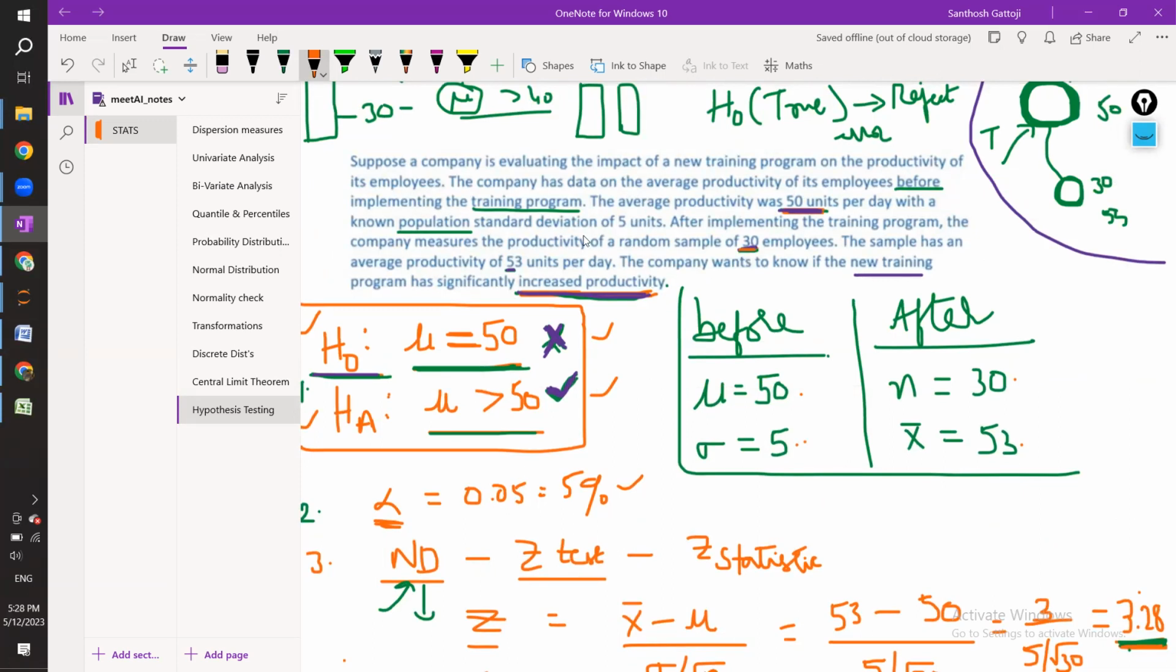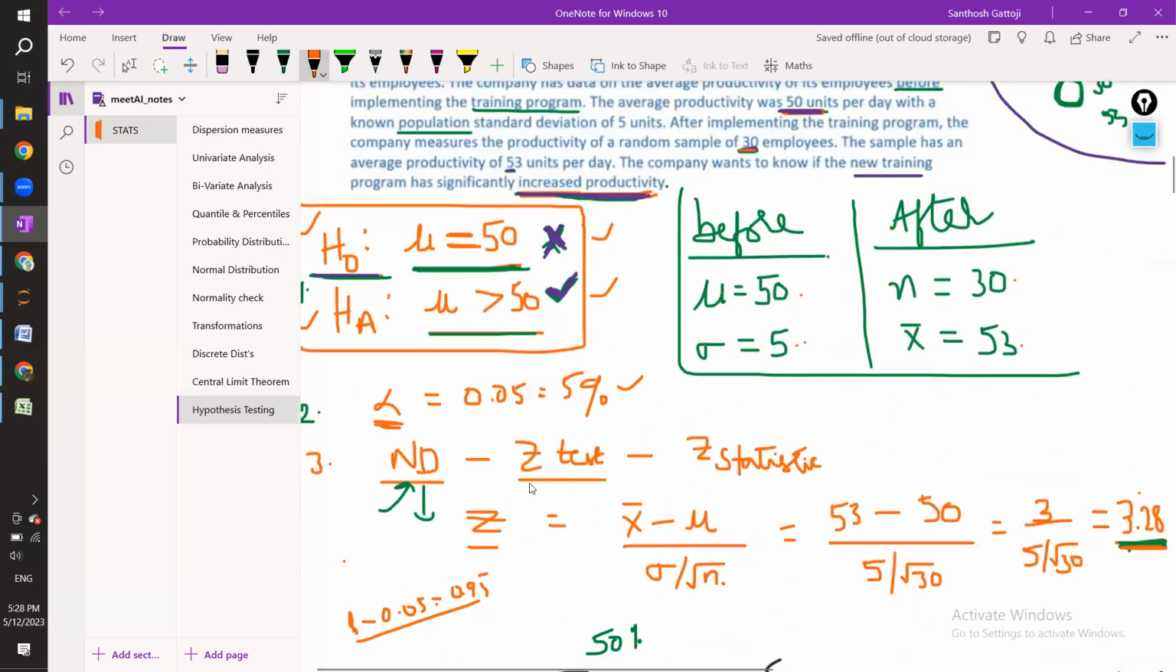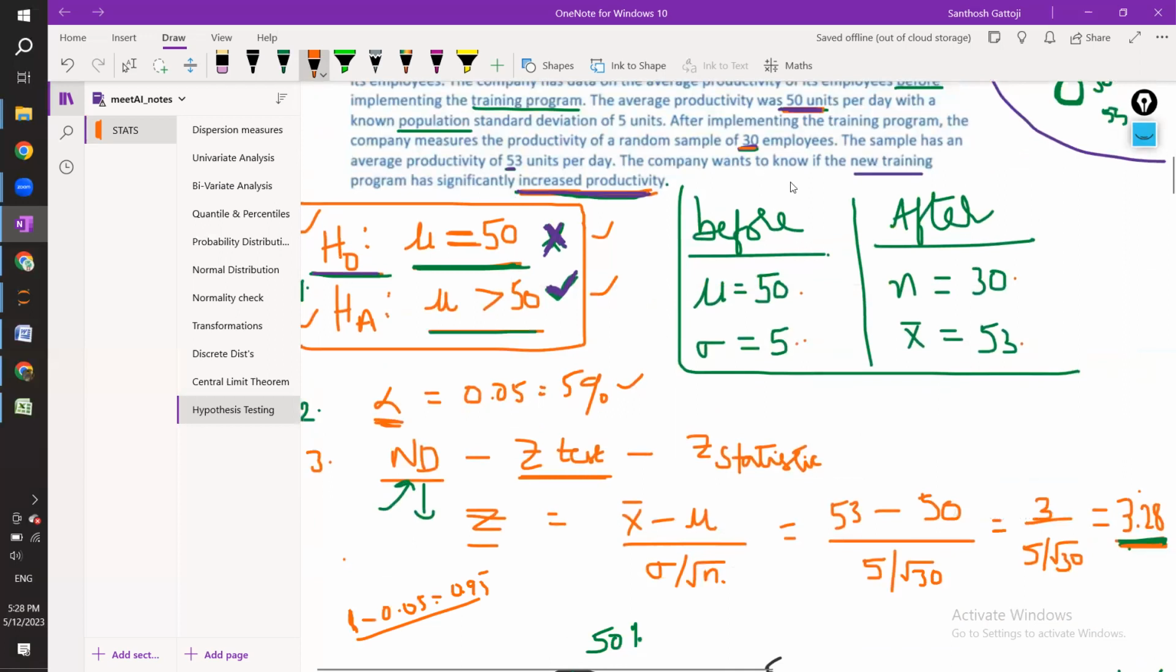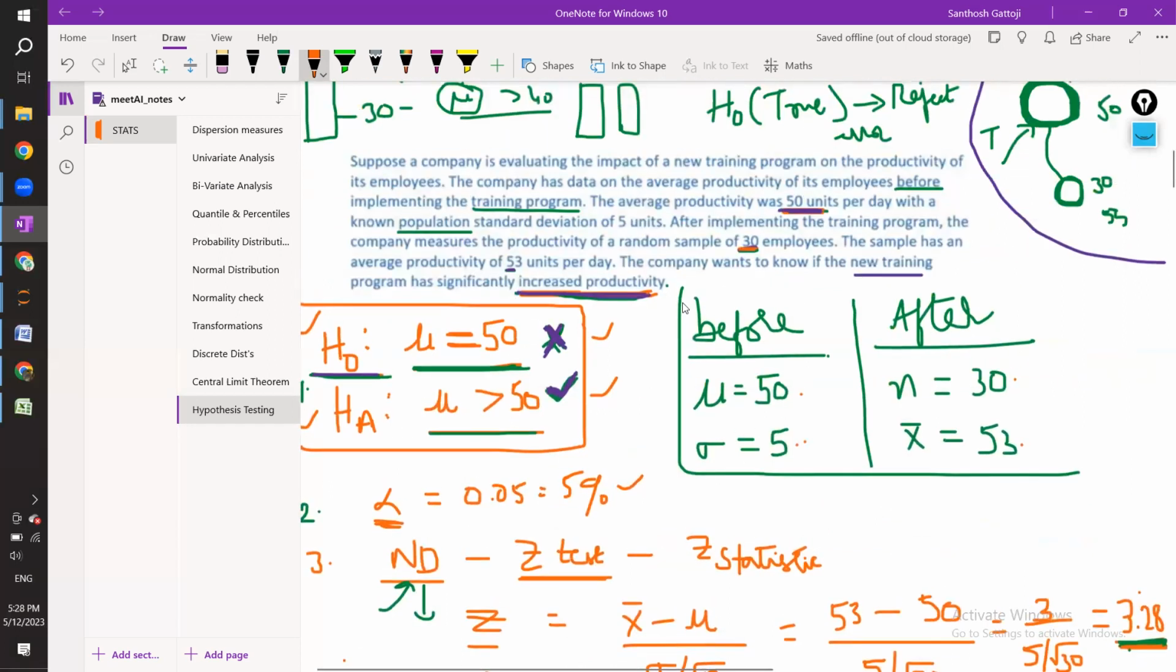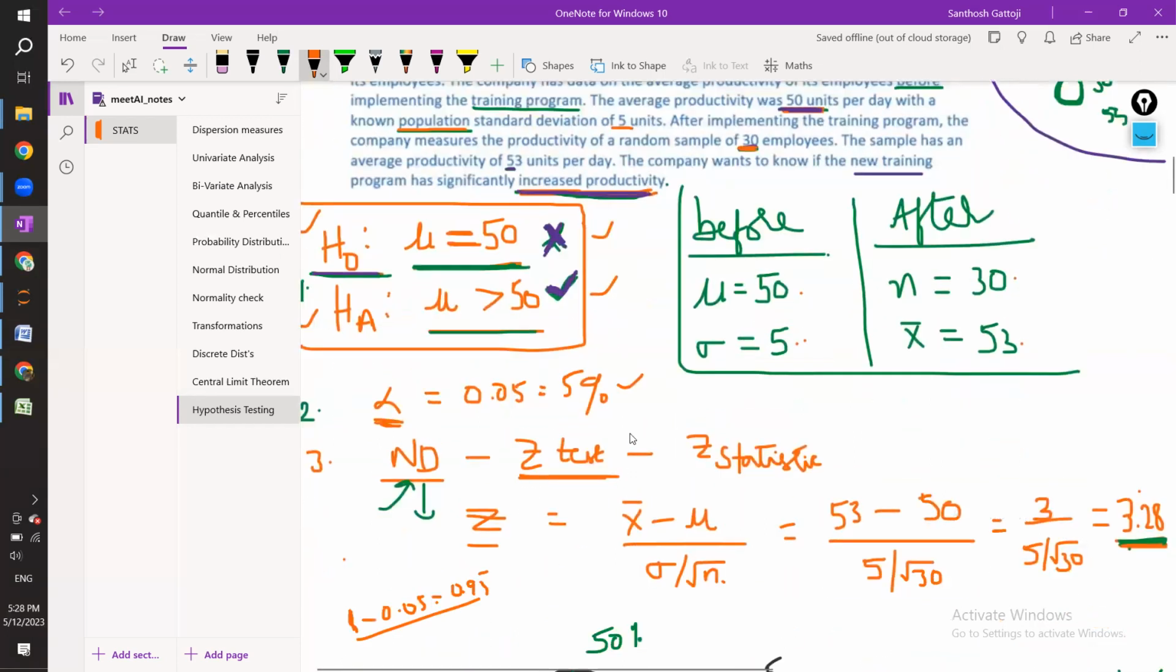So in this scenario, in the previous example, we can use a z-test. The sample size is decent, and you also know the population standard deviation. Can you see here, he's saying the population standard deviation is 5 units. So when you have the population standard deviation and the sample size is greater than or equal to 30, you can go for the z-test. Do you agree?